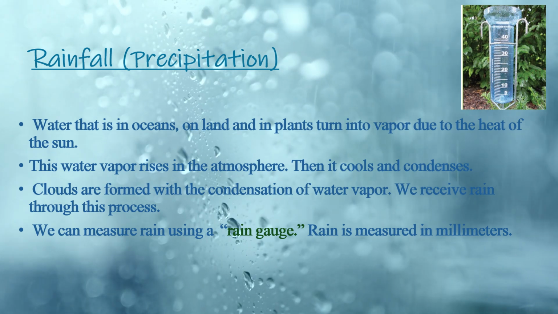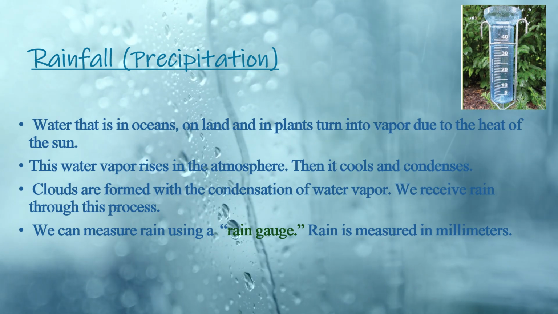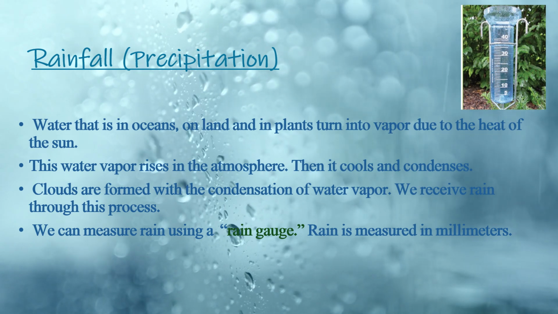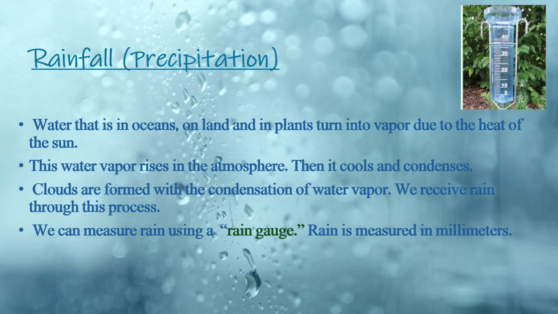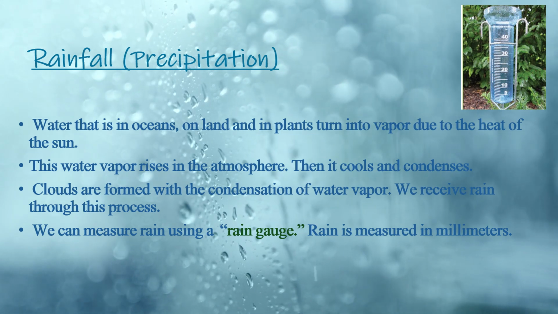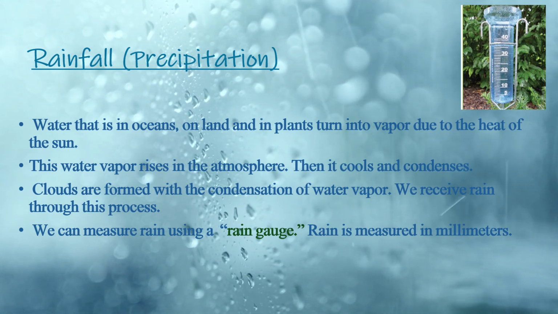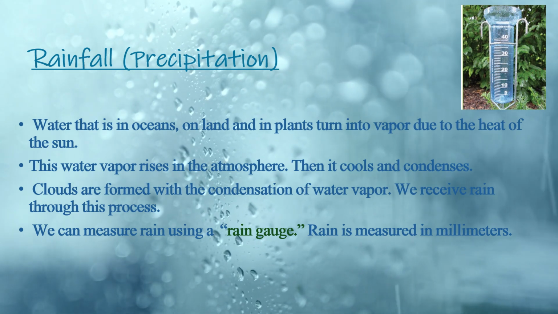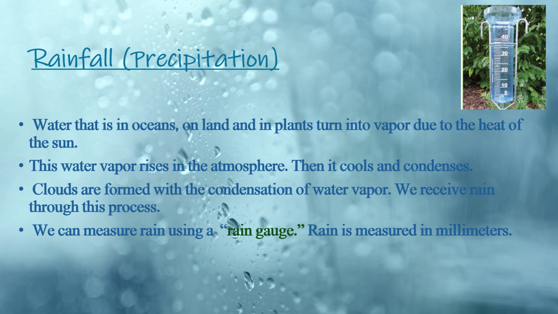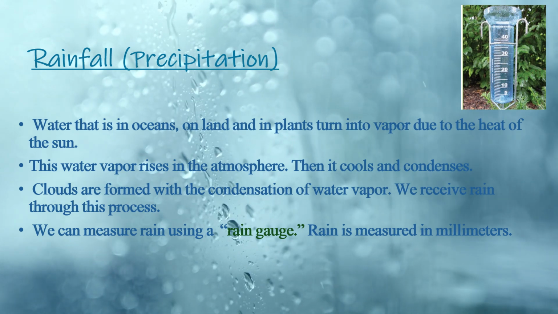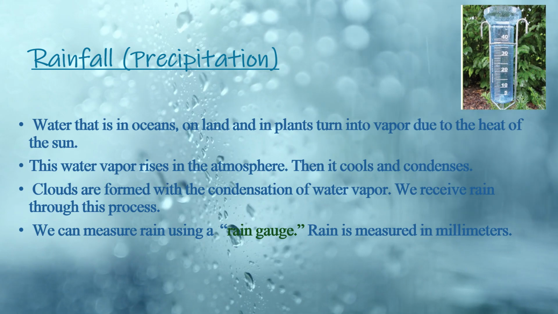Rainfall or precipitation. Water that is in oceans, on land, and in plants turns into vapor due to the heat of the sun. This water vapor rises to the atmosphere, then it cools and condenses. Clouds are formed with condensation of water vapor. We receive rain through this process. We can measure rain using a rain gauge. Rain is measured in millimeters.